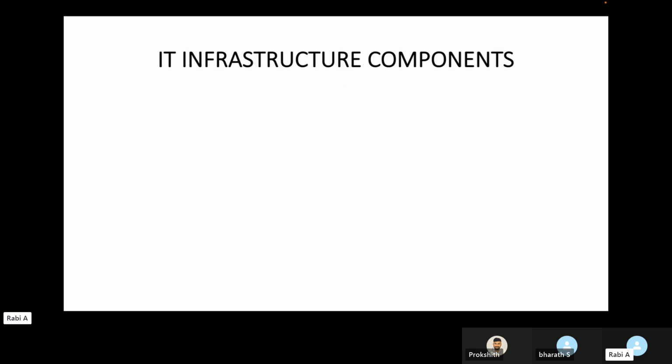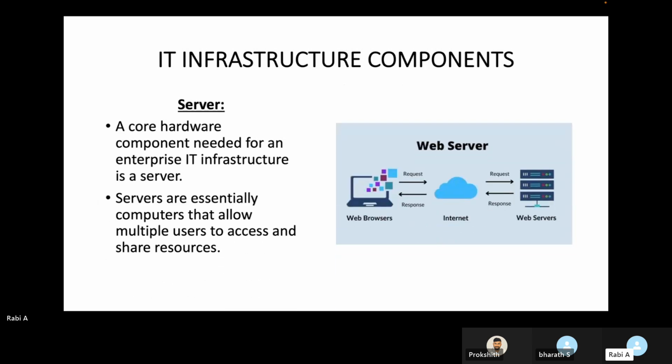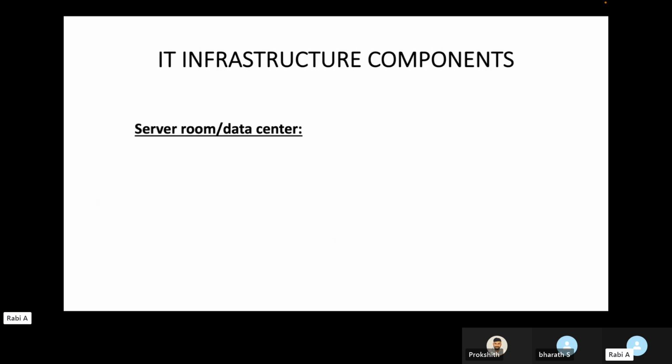Okay, and then we have your server. So this is where we will be running our applications, or we will be hosting our application. So a core hardware component needed for an enterprise IT infrastructure is a server. So without a server, we won't be able to run any application, or we won't be able to host any application. Okay, so servers are essentially computers that allow multiple users to access and share the resources.